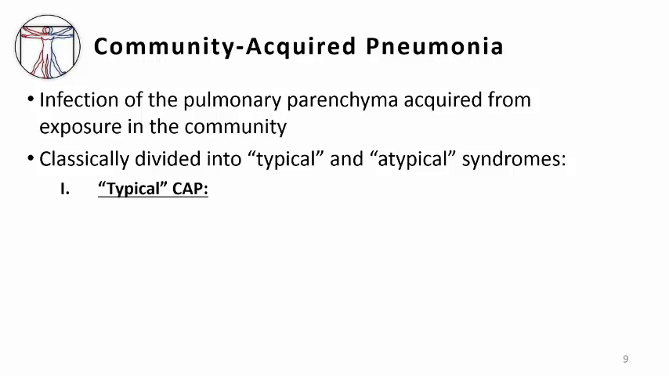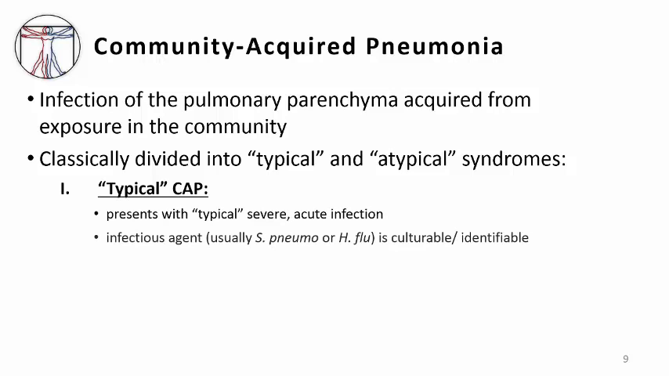Now, typical community-acquired pneumonia often includes patients with an acute onset of illness. The infectious agents are often readily identifiable either by culture or by gram stain of expectorated sputum, and such typical agents would include Streptococcus pneumoniae or Haemophilus influenzae. Also, typical community-acquired pneumonias historically were more responsive to cell wall active antibiotics such as the beta-lactams.